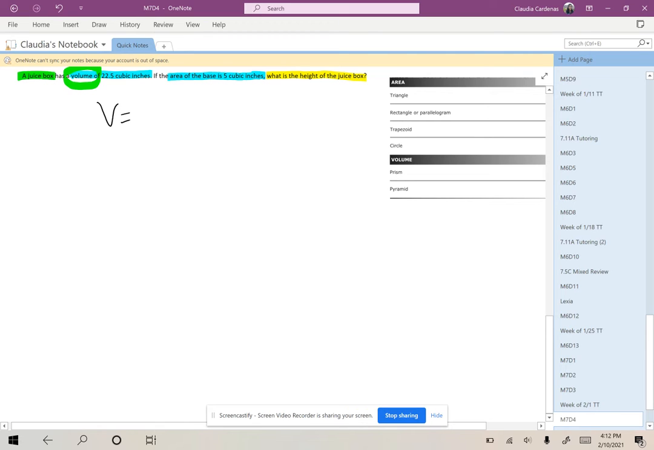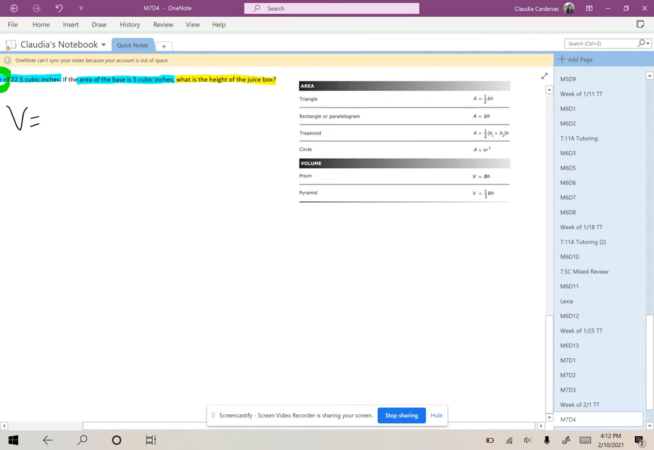Well, now what is the shape of a juice box? If I just drew it out really quickly, I know that if we had a juice box sitting here off to the side, it would be in the shape of a rectangular prism. Right? A rectangular prism is the shape of a juice box. And so what volume formula do I need for a rectangular prism?